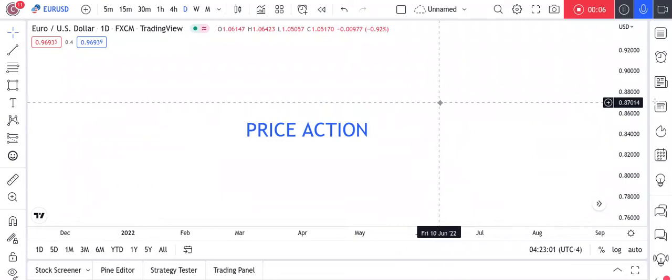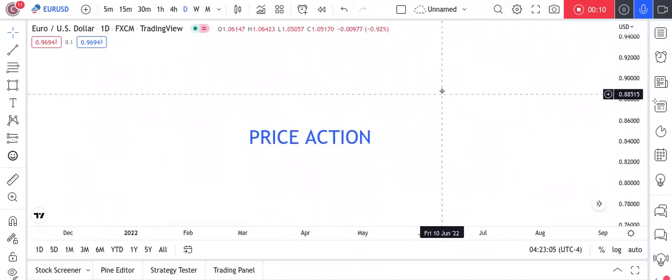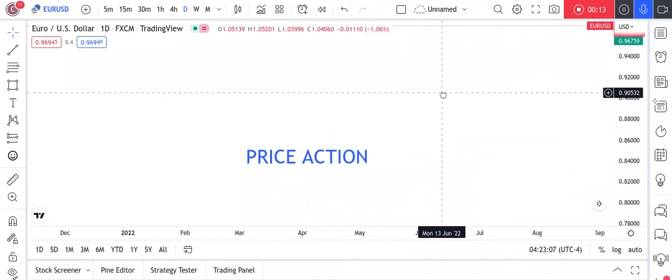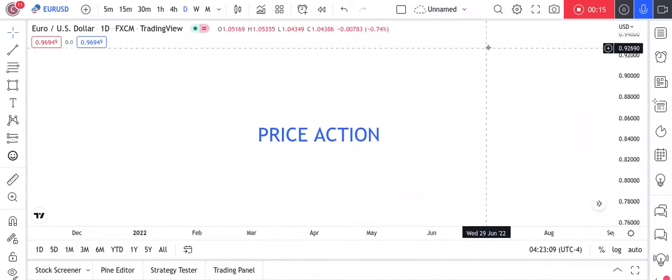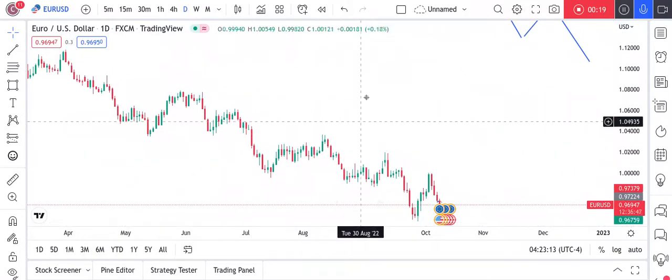In this video, I'm going to be revealing to you some price action entry techniques that are going to change the way you look at the chart. So, without further ado, let's delve in.